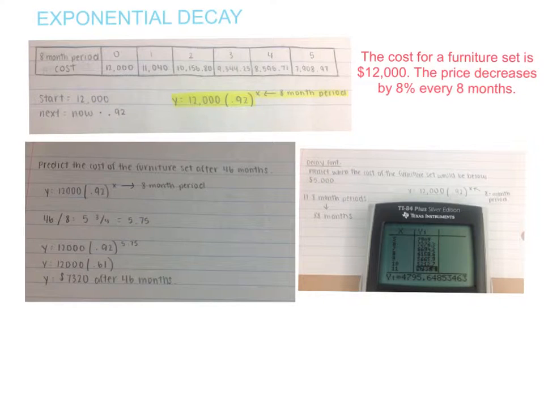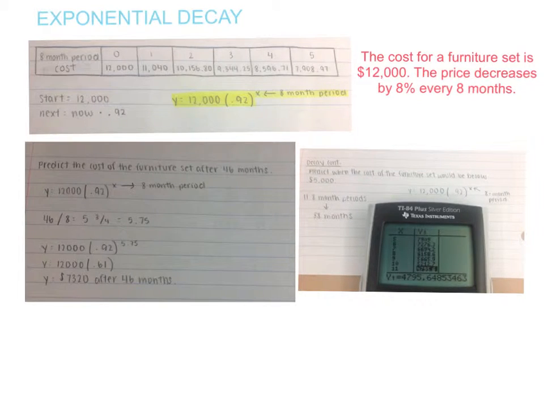The cost for a furniture set is $12,000. The price decreases by 8% every 8 months. This is a graph of an 8-month period timetable with the cost starting at $12,000 and decreasing by an 8-month period each time. The start is $12,000.